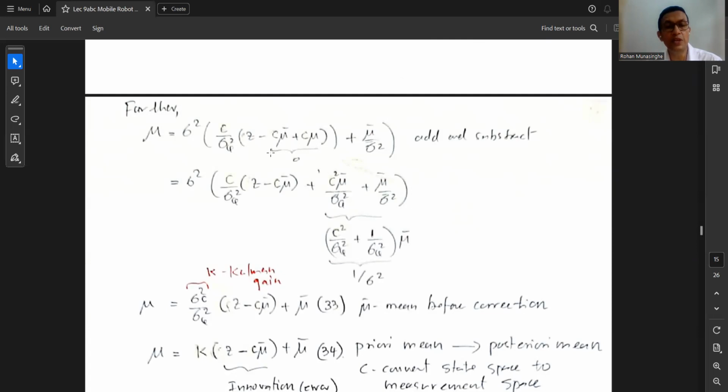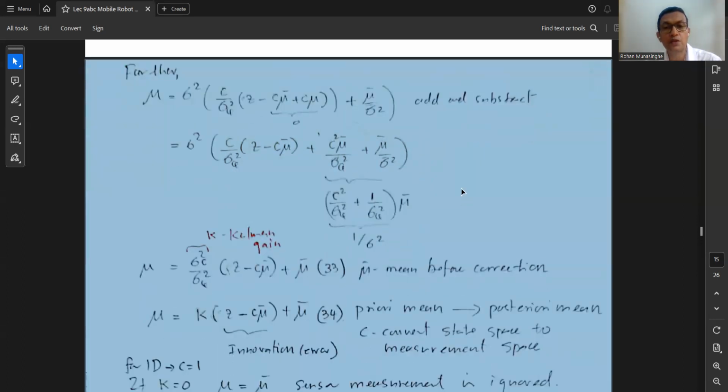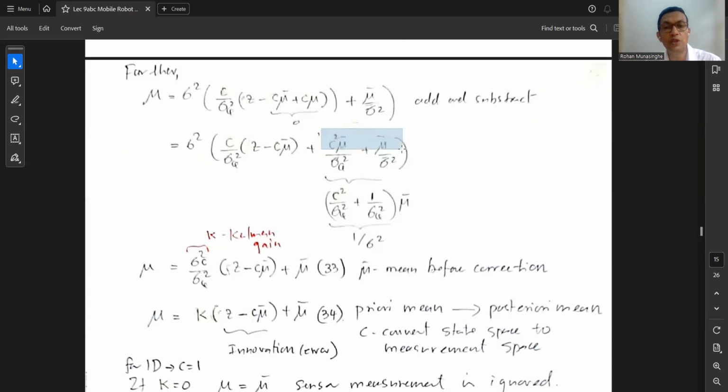Then you rearrange the terms as you can see over here, right? z minus c mu bar, one of these things goes here. The other one is c square mu bar. It comes to the other side like this, c square mu bar with sigma q square, the denominator. So after that, this whole thing can be written as c square over sigma q square plus 1 over sigma square. It's not q here, it's bar, right? So I will make that correction again.